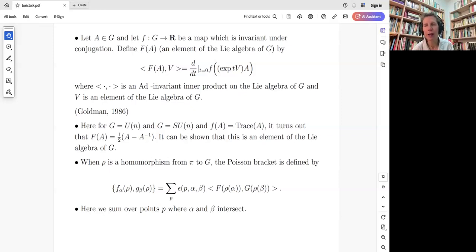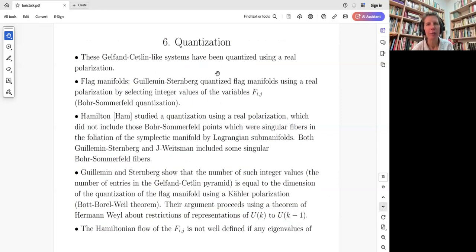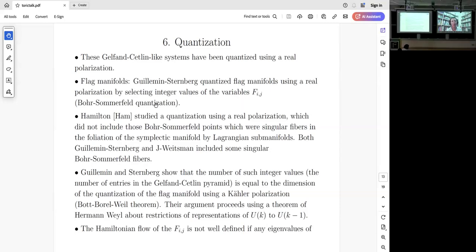Okay, so finally I will get to the quantization. Guillemin and Sternberg quantized flag manifolds using a real polarization by selecting integer values of their functions F_ij. Excuse me, Lisa. Yes, I have a question. Could you say a couple of words about quantization by way of background before you get into it?